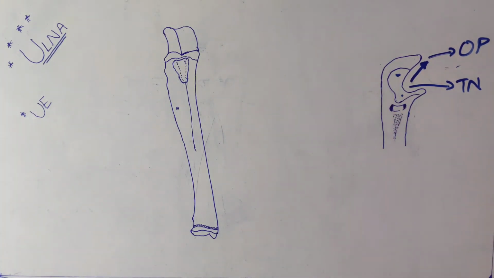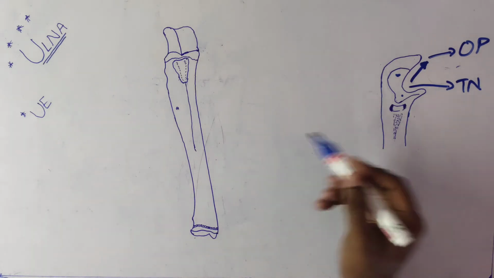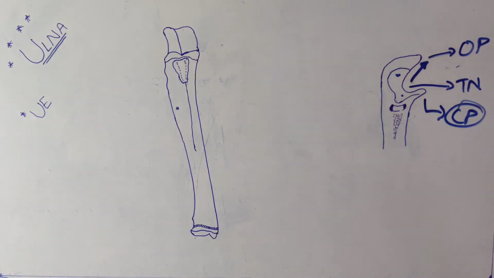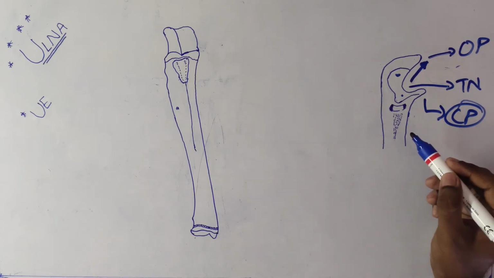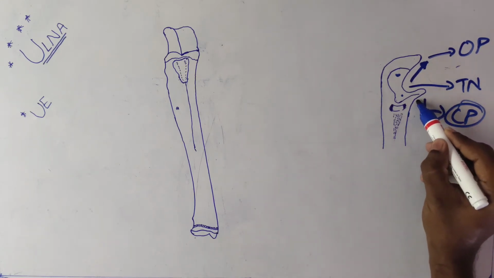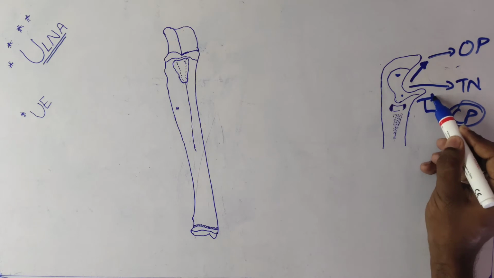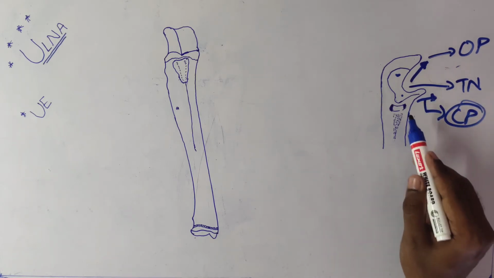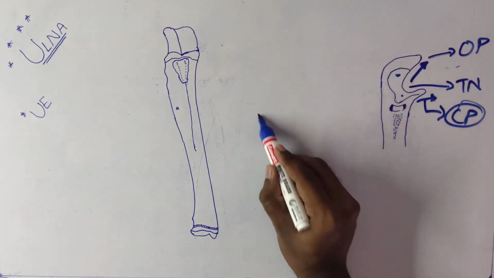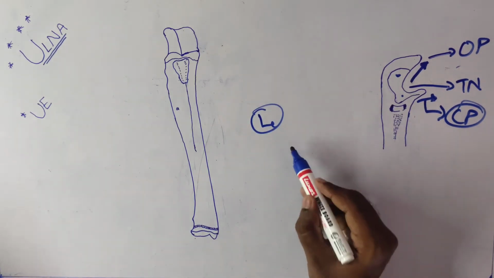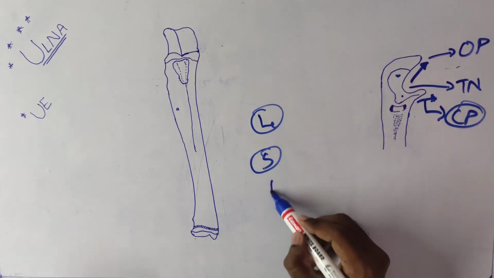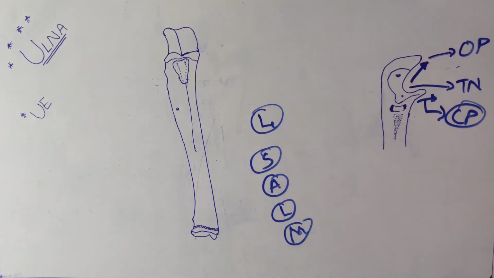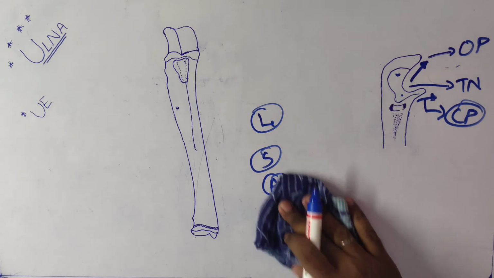Now we have completed the Olecranon process, and the second point is the Coronoid process. This is the Coronoid process. The Coronoid process projects forwards. See, it is projecting forwards like this. It has 4 surfaces: superior surface, anterior surface, lateral surface, and medial surface. Let us discuss these 4 surfaces.